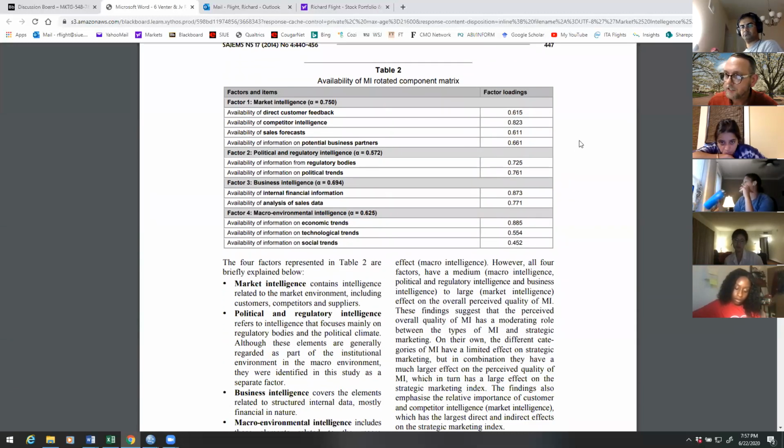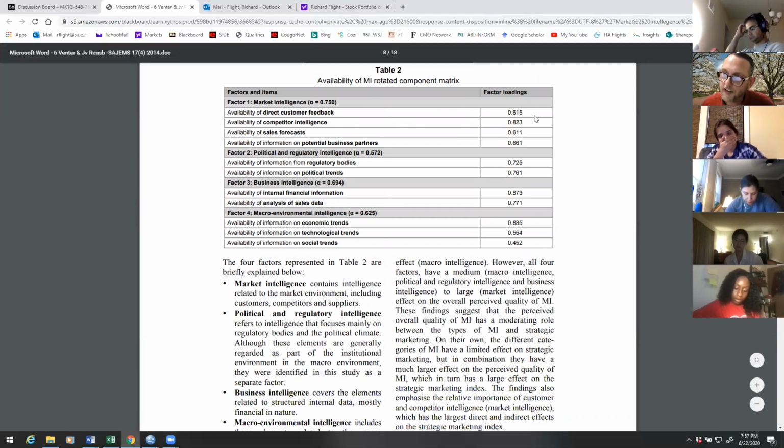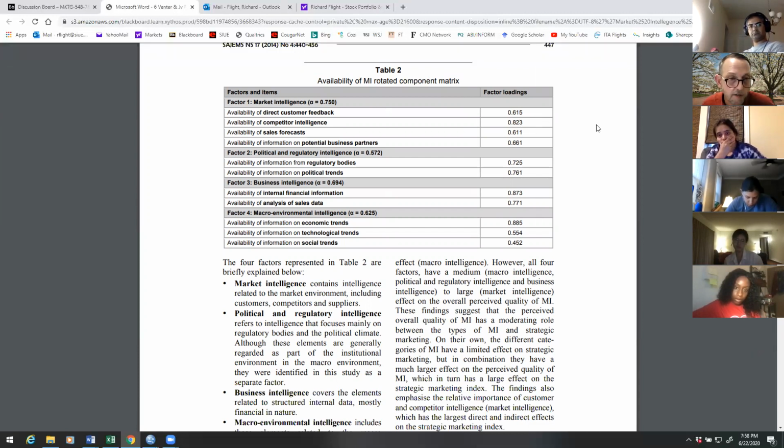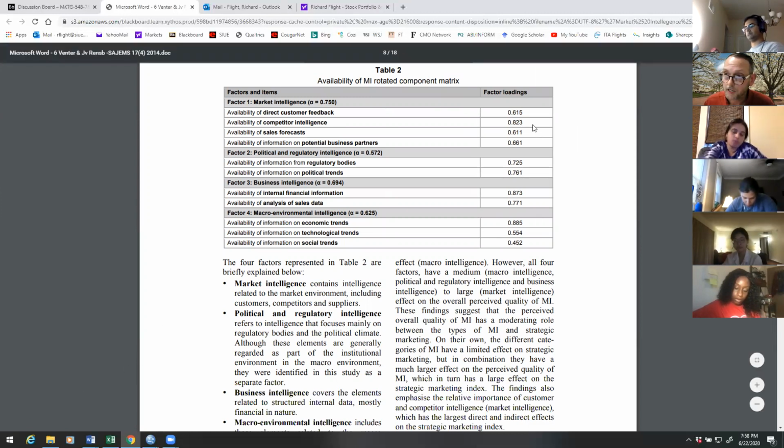So here's the table though. We have the factor loadings here. Knowing these factor loadings, we could compute their composite reliability and the AVE if we want. We don't, because we have that spreadsheet. So we could put in the spreadsheet what these factor loadings are.